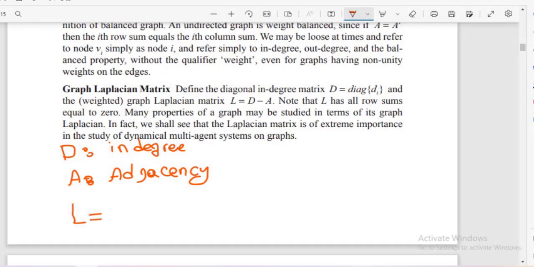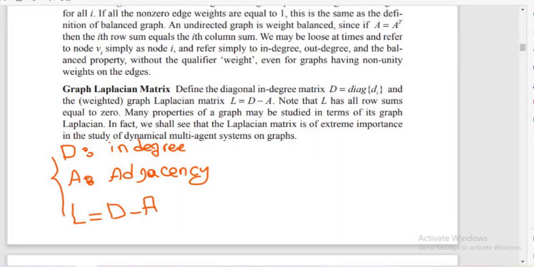Let me define another matrix as a Laplacian matrix, D minus A. We define D minus A as a third matrix that we define for the graph. This matrix is very important. Is there anything you want to say about the matrices?